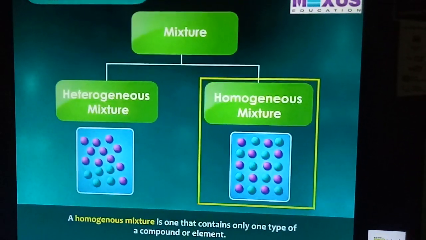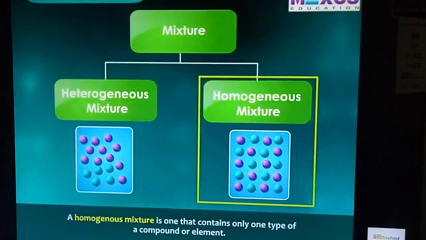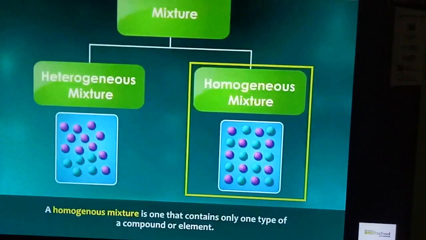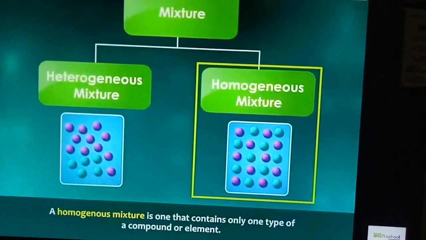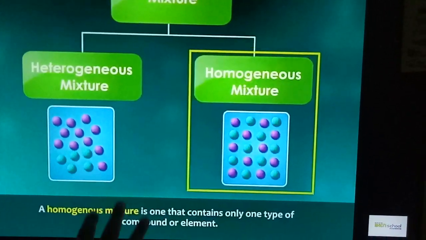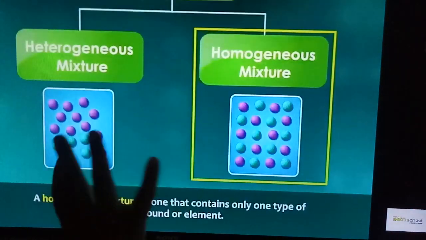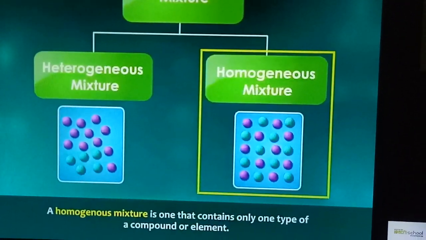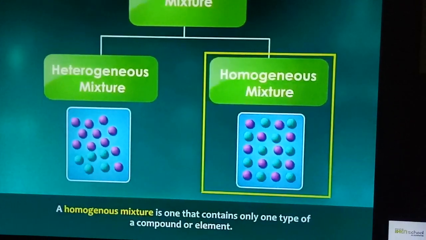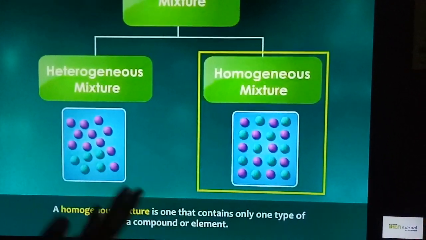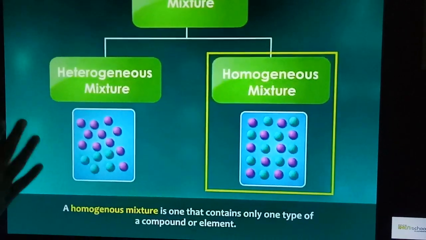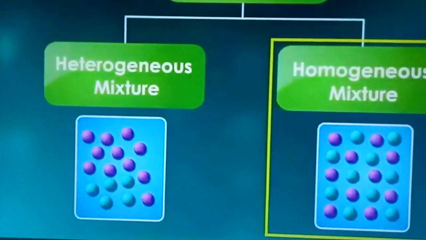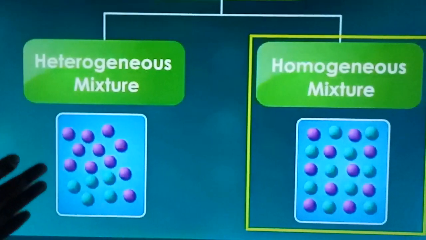Now see children, we have already seen that mixture is divided into two types, that is homogeneous and heterogeneous mixture. Homogeneous means where the whole solution looks uniform. There is no difference. We cannot make out the difference. For example, sugar solution and salt solution. In a heterogeneous mixture, the components can be easily identified. We can make out the difference as it is shown here.